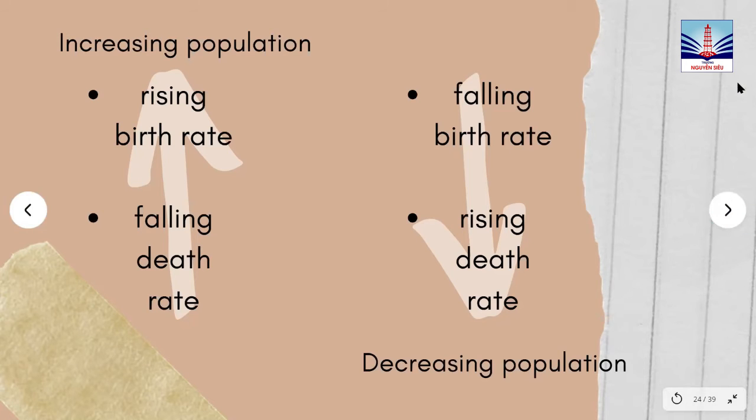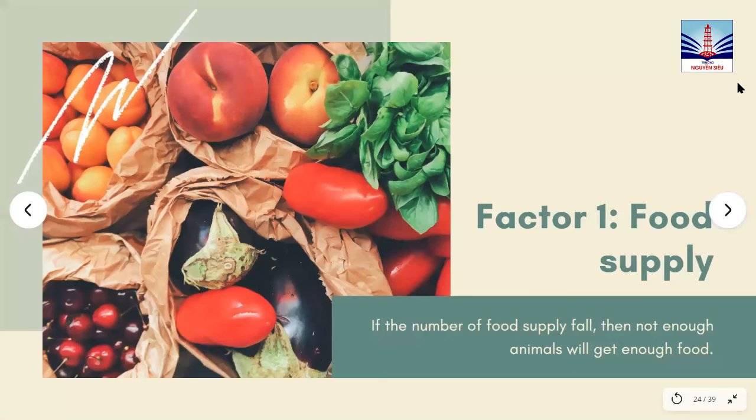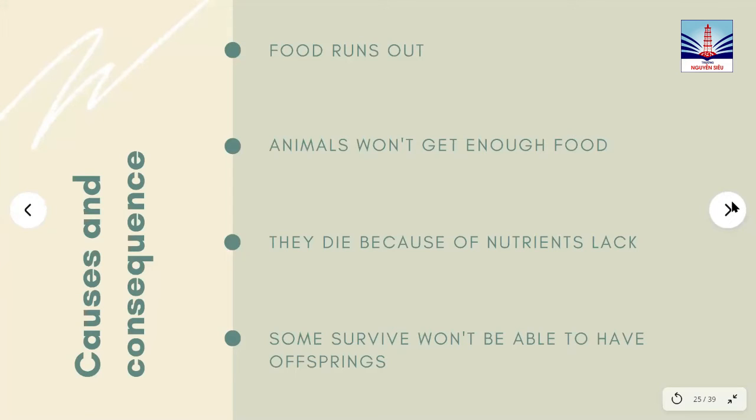We'll move on. So the first factor we're going to talk about is the food supply. If the food supply falls, then not enough animals would get enough food. So first, if food runs out, then the animals won't get enough food, and then they die because of the lack of nutrients, or they are not able to have offspring because, of course, they are lacking nutrients.